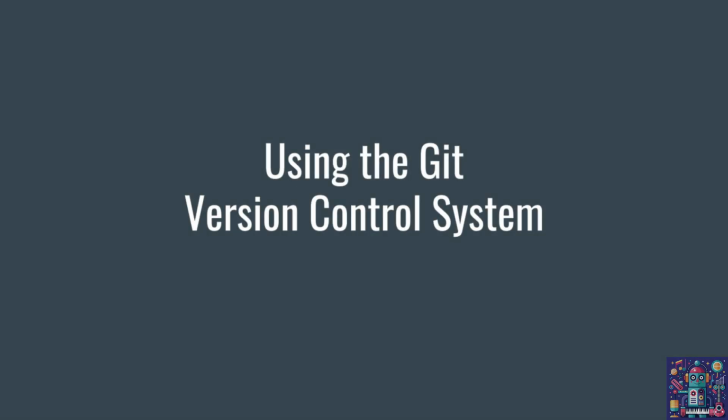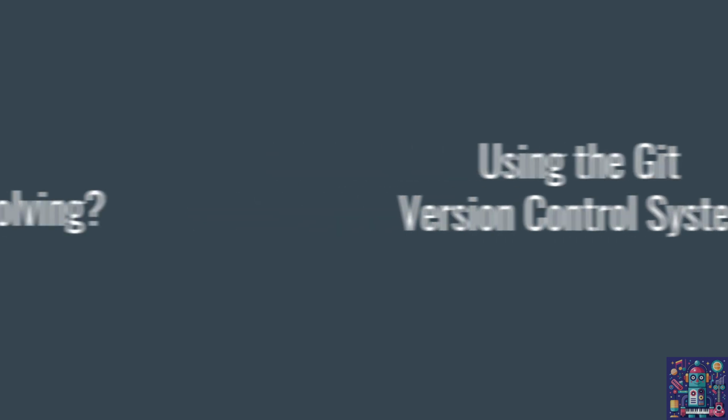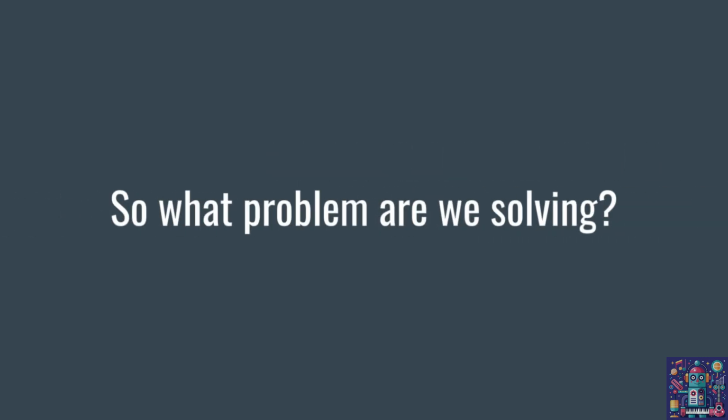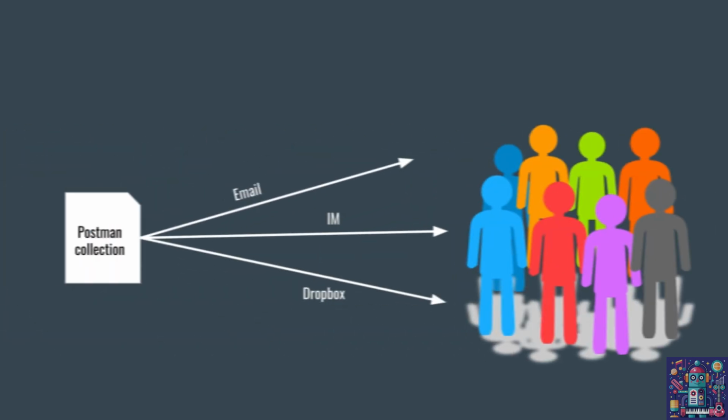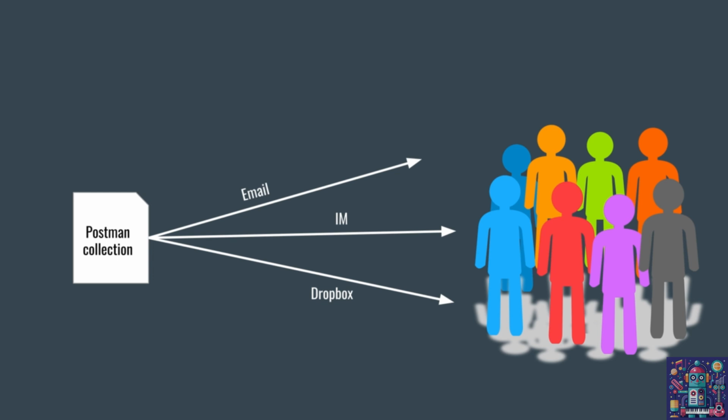In this lecture, we'll have a look at how to use the Git version control system to handle changes on your Postman collections. Let's just take a minute to understand what exactly is the problem that we are trying to solve. More or less, you have a Postman collection and you want to work with others on this collection. You could export the file and send it by email or by instant messaging or any other way around to one or more people.